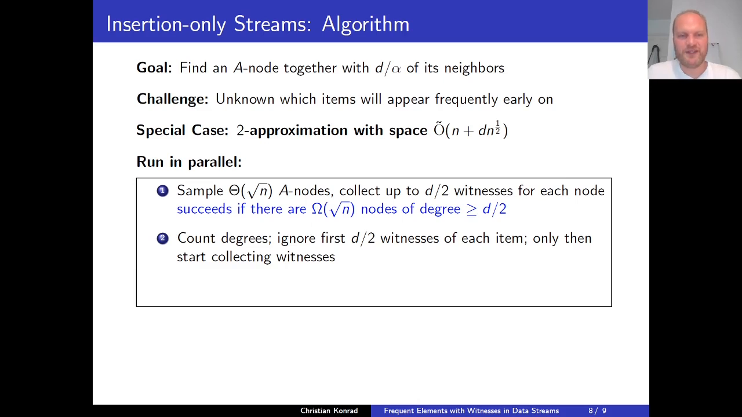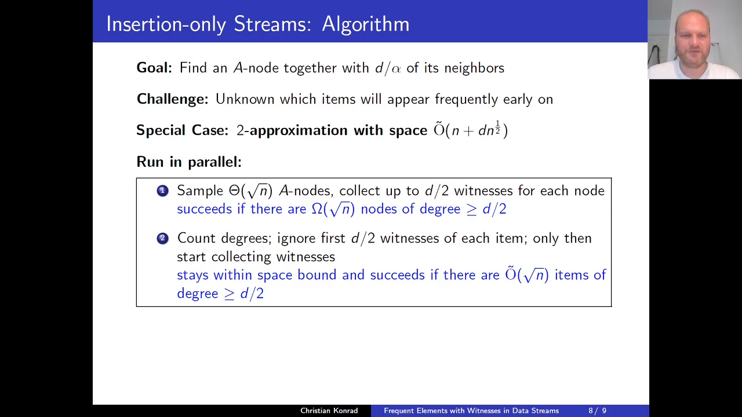And we saw that strategy 1 succeeds if there are at least Omega of root n nodes of degree at least d/2. Now let's suppose that there are fewer than root n nodes, or only O of root n nodes of degree at least d/2. Well, in that case, we would indeed stay within the space bound, because there are only root n nodes of degree at least d/2. We would collect up to d/2 witnesses for these nodes, and would therefore require space d times root n.